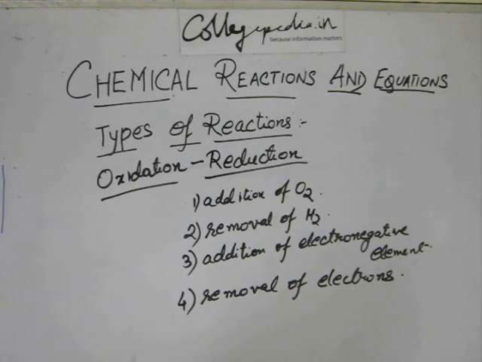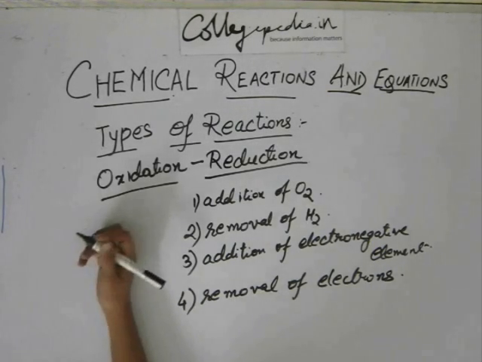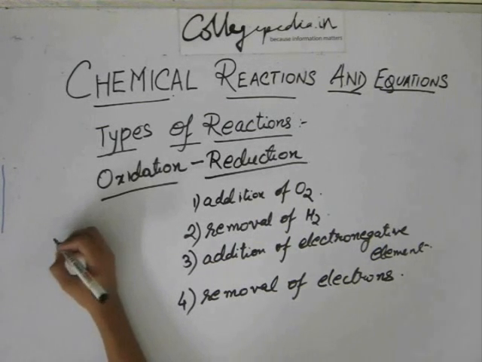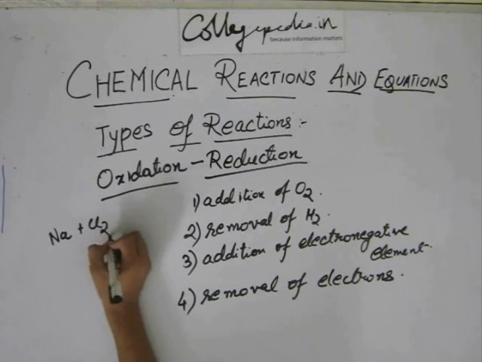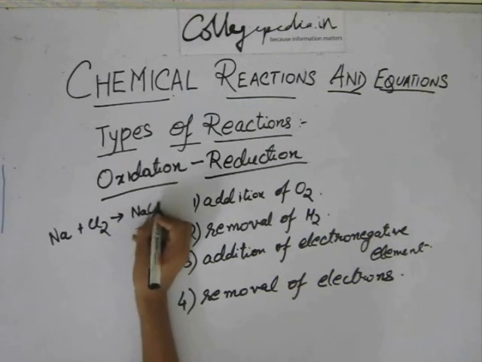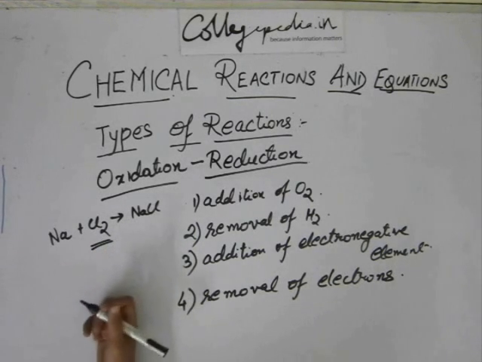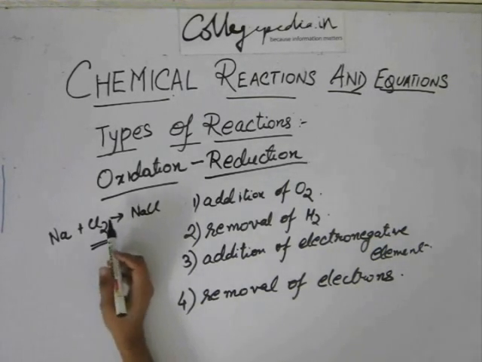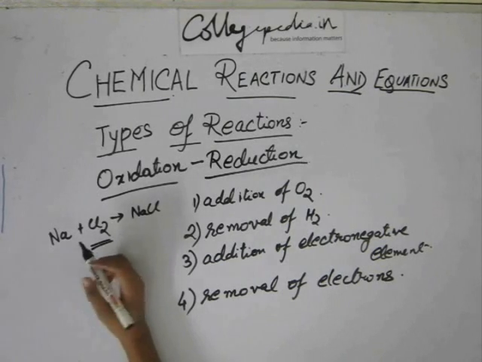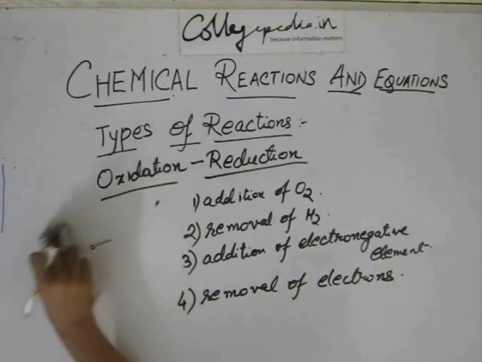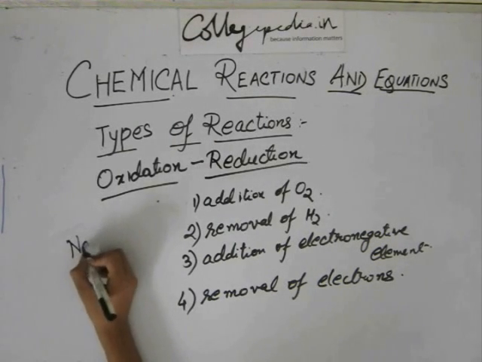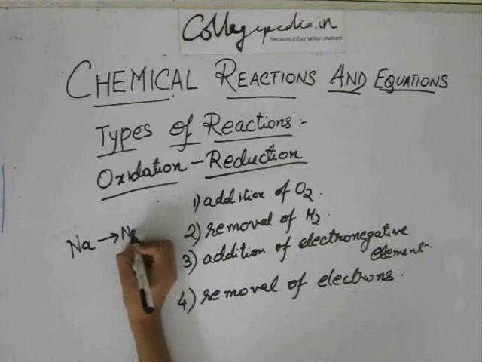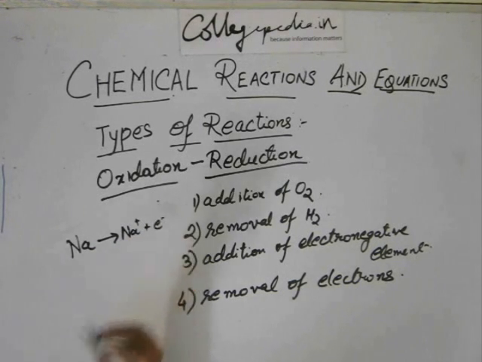Addition of an electronegative element can have oxygen. Oxygen itself is an electronegative element. You can have Na plus Cl2 giving NaCl. That's an oxidation. Chlorine is an electronegative element. It gets added to Na, gives NaCl. Or the removal of electrons. Removal of electrons, ionization of sodium. Na gives Na plus and an electron. The simple ionization.